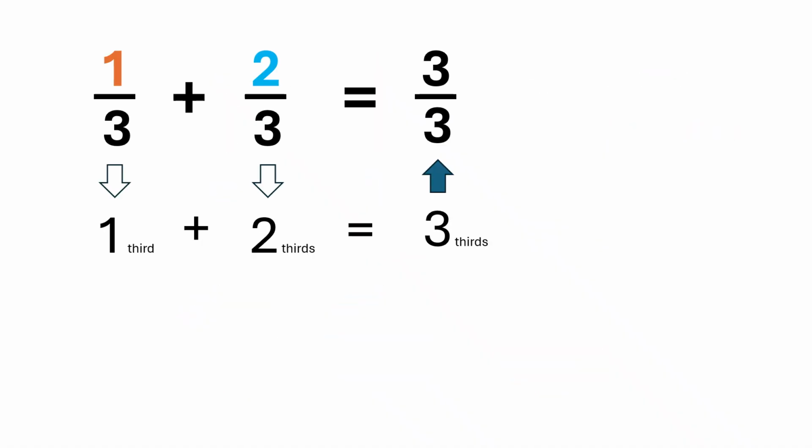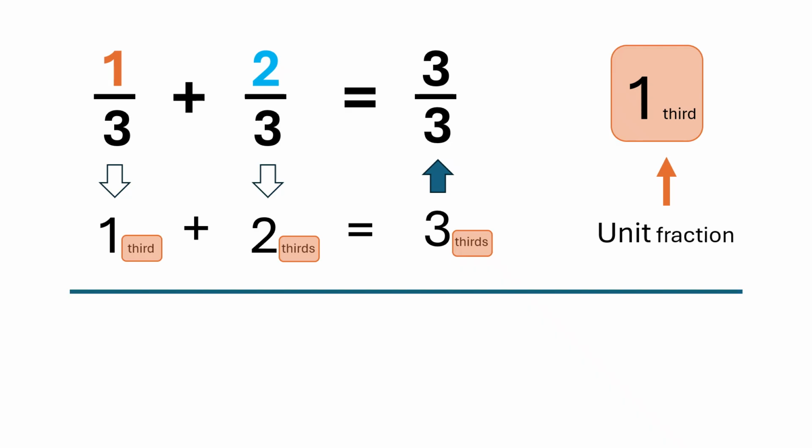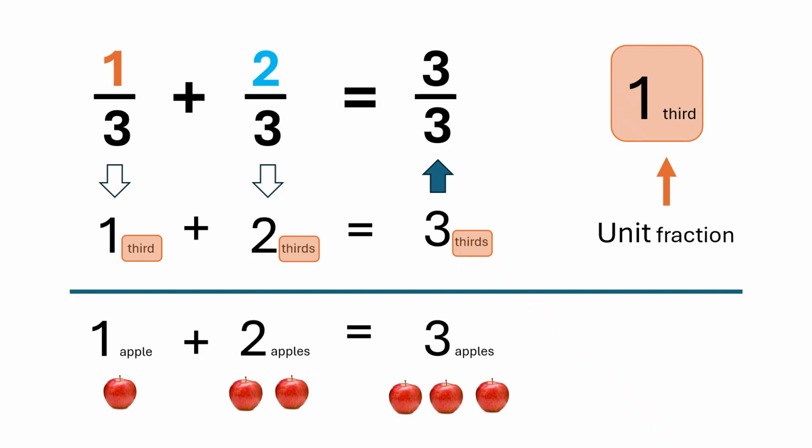This works because both fractions share the same unit fraction. In this case, 1/3 is the unit fraction. 1/3 add 2/3 equals 3/3. It's just like saying 1 apple plus 2 apples equals 3 apples. 3 apples. Simple, right?